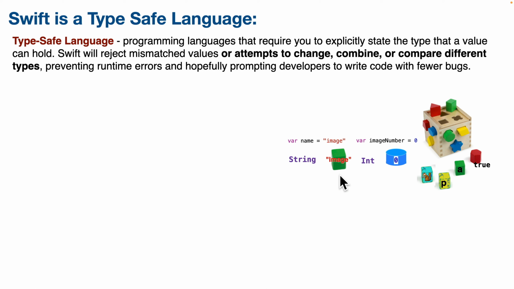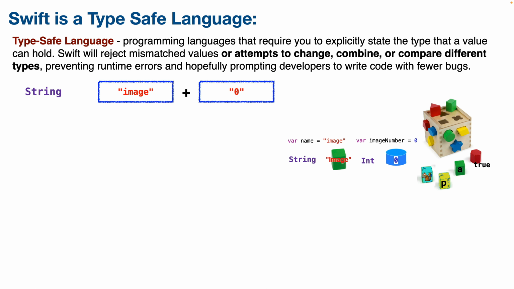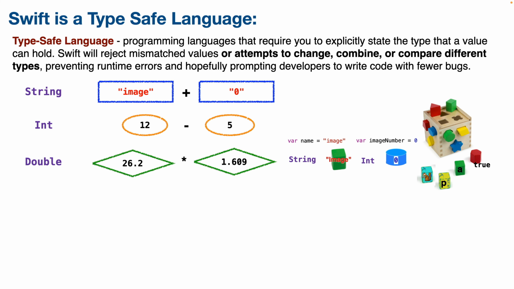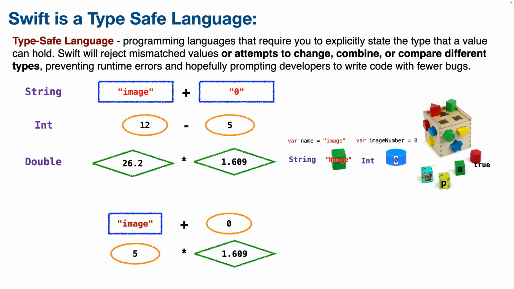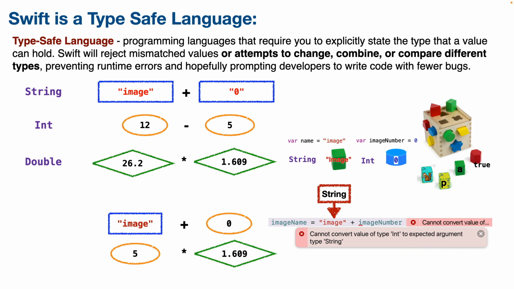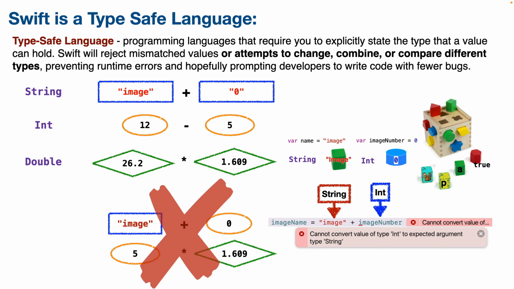Now in Swift, if you want to combine data or perform calculations, those values need to be of the same data type. You can concatenate a string with a string or perform math on an integer and an integer or a double and a double, but the reason why our code generated the error is because we tried to combine a string with an integer. And in Swift, combining values of different types is not allowed. In fact, you can't even combine numbers of different types. So it's not okay, for example, to multiply an int by a double, which to a non-Swift programmer seems really weird.